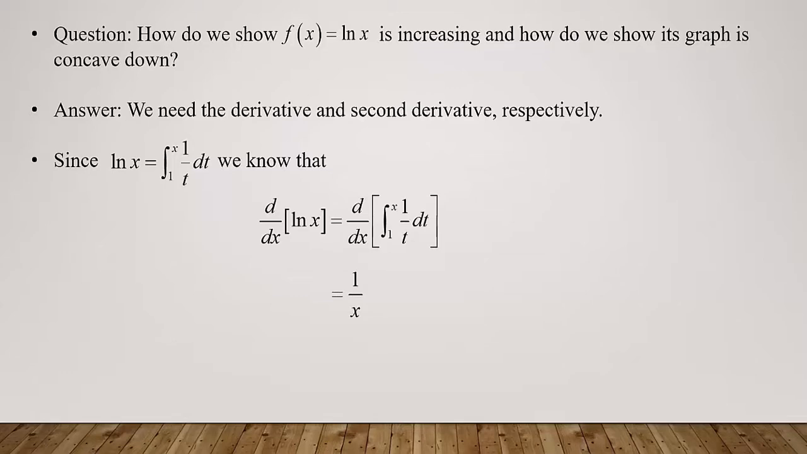When you d/dx the integral of 1 over t dt, the second fundamental theorem of calculus tells us you immediately get 1 over x. So that's thanks to the second fundamental theorem of calculus, which means we have a new derivative rule. We now know the derivative of natural log x is 1 over x. So let's put that in a theorem.